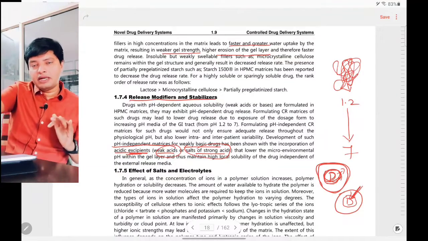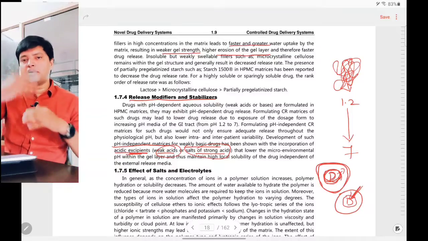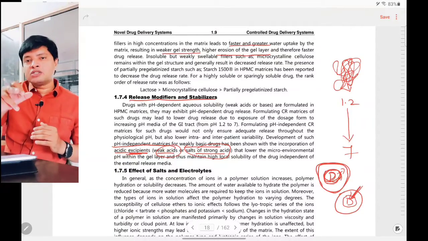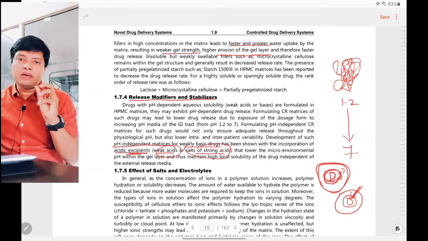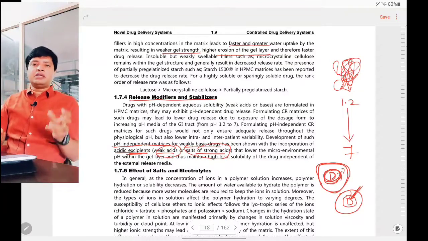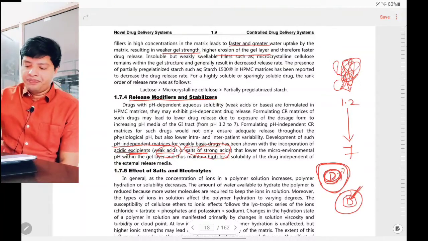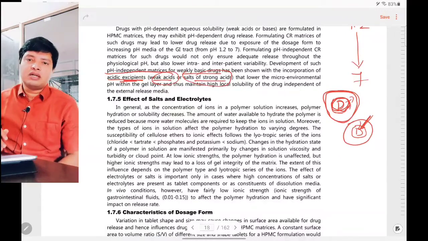Generally, if the outside pH is basic and the drug is also basic, it will not come out because it is not getting solubilized. To make it solubilized, I will change the microenvironmental pH and make that drug come out. Next is the effect of salts and electrolytes.